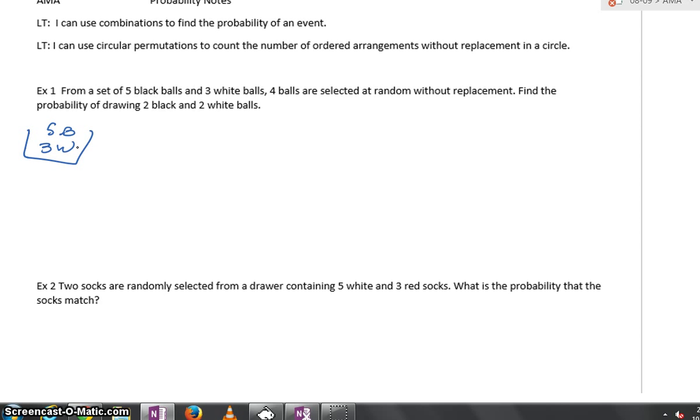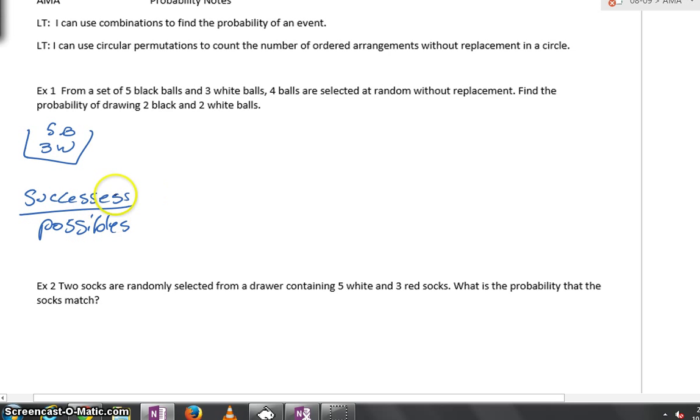Right now, you can see that there are more black balls than white, meaning that they're not equally likely. Yet we'd like to find the probability, if we were to just select 4, that we would arrive with 2 black and 2 white. Of course, probability is still going to be known as the number of successes divided by the possibilities.